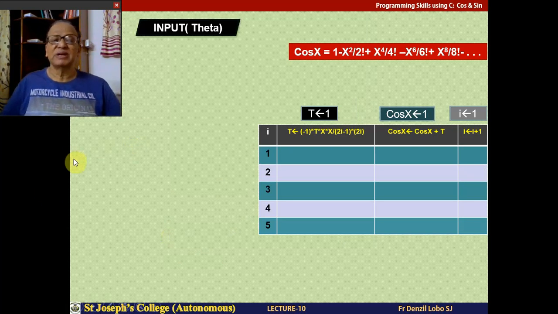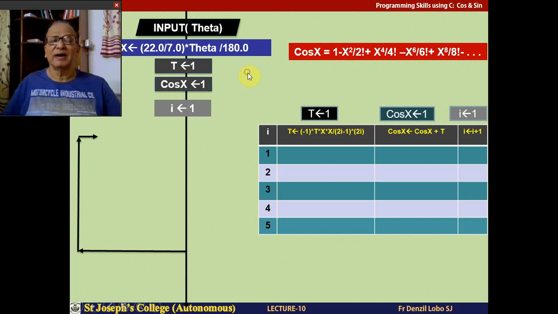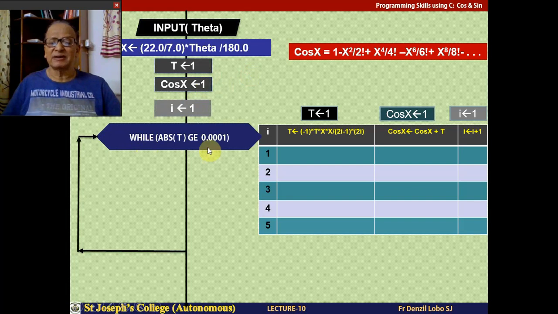So input is theta in degrees. I enter either 0 or 90 or 180 or 30 or 45, etc. I convert that into radians. This is the formula I have given you already. And then we initialize t equal to 1, cos x equal to 1, I equal to 1. And with that we say, as long as the absolute value of the term is greater than or equal to 0.001, what do I do? I generate the next term.